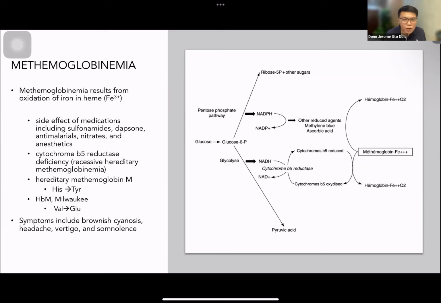So what are the causes of methemoglobinemia? It is due to side effects of medications like sulfonamides, dapsone, antimalarials, antihypertensives like nitrates, and anesthetics. It can also be due to an inherited deficiency in cytochrome B5 reductase, otherwise known as recessive hereditary methemoglobinemia, or due to amino acid substitution as seen here.